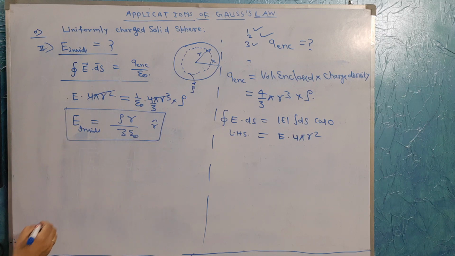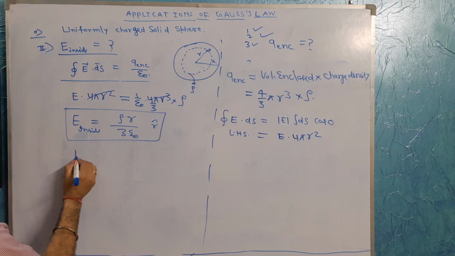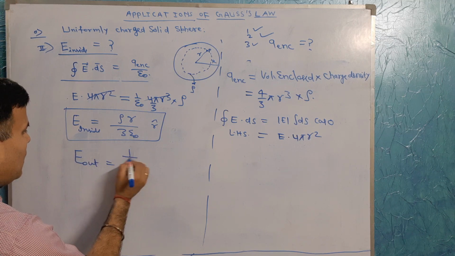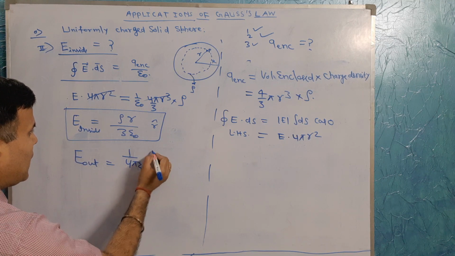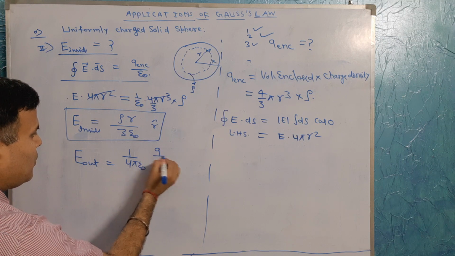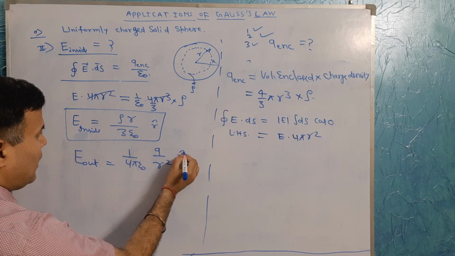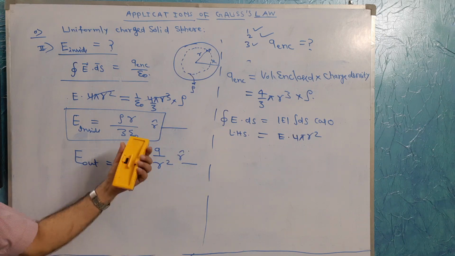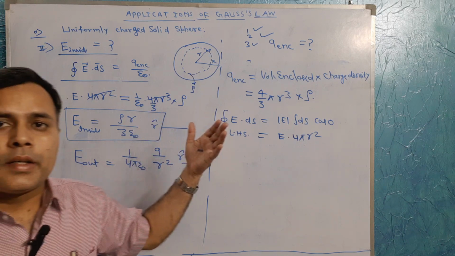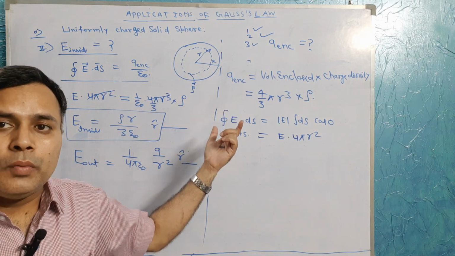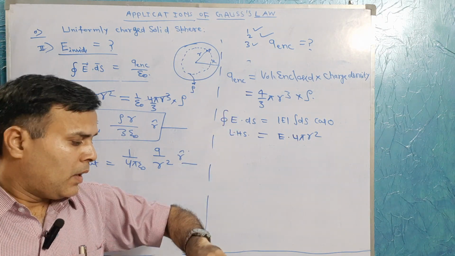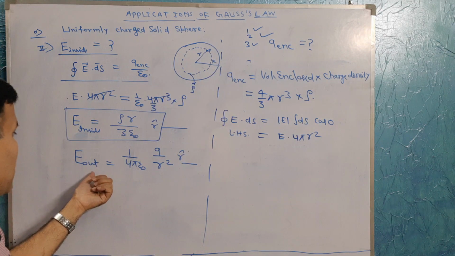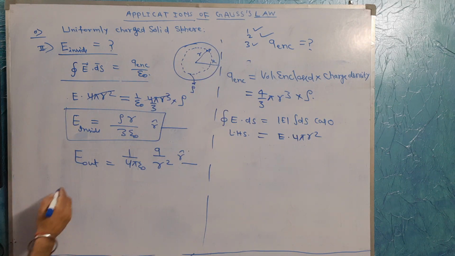So this is the profile of the electric field inside, and the profile outside is 1 upon 4 pi epsilon 0, q by r square, r cap. So this is inside and this is outside, and this is the way to find the electric field. Depending upon the situation, we have two different profiles of electric field.